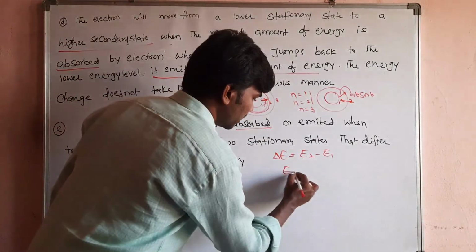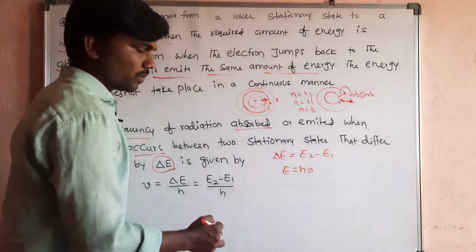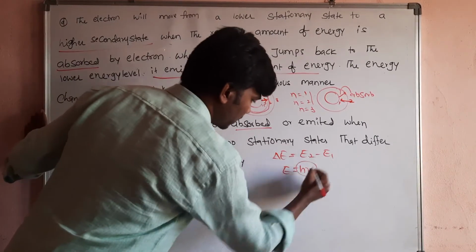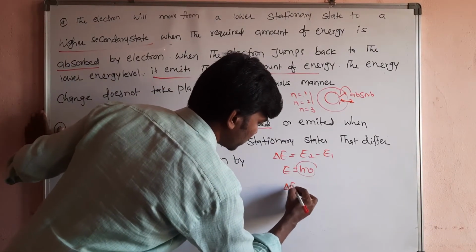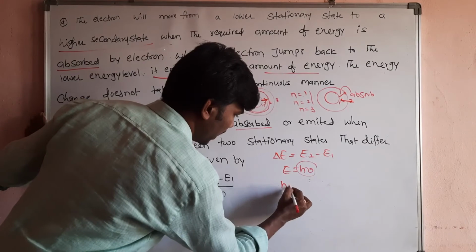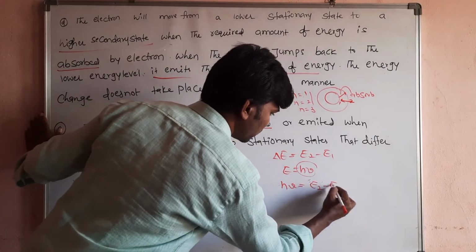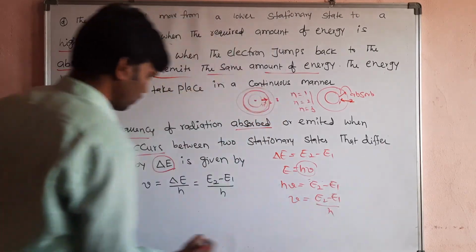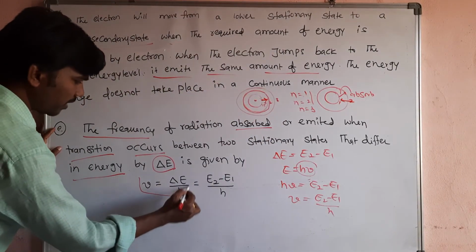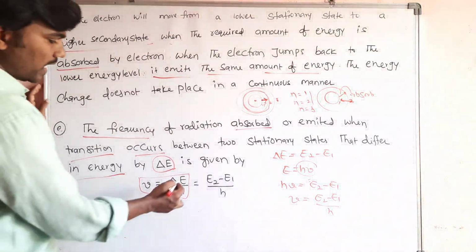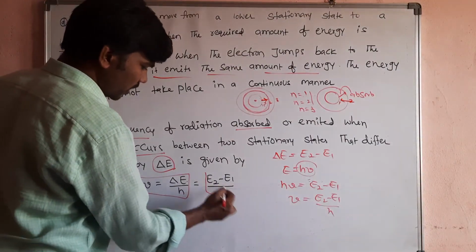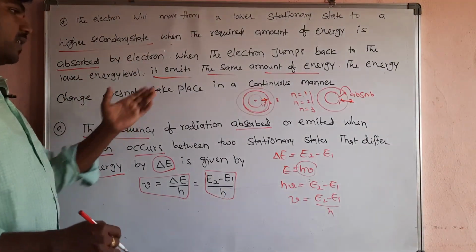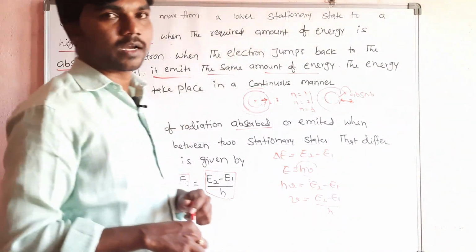But we know that E is equal to h nu. So just substitute this formula here. The change in energy, delta E, is equal to h nu, which is equal to E2 minus E1. So nu is equal to E2 minus E1 divided by h. So this is the formula: nu is equal to delta E by h. Delta E stands for E2 minus E1. So by using this formula we can calculate the frequency of the transition. So this is the complete information regarding the Bohr atomic model.